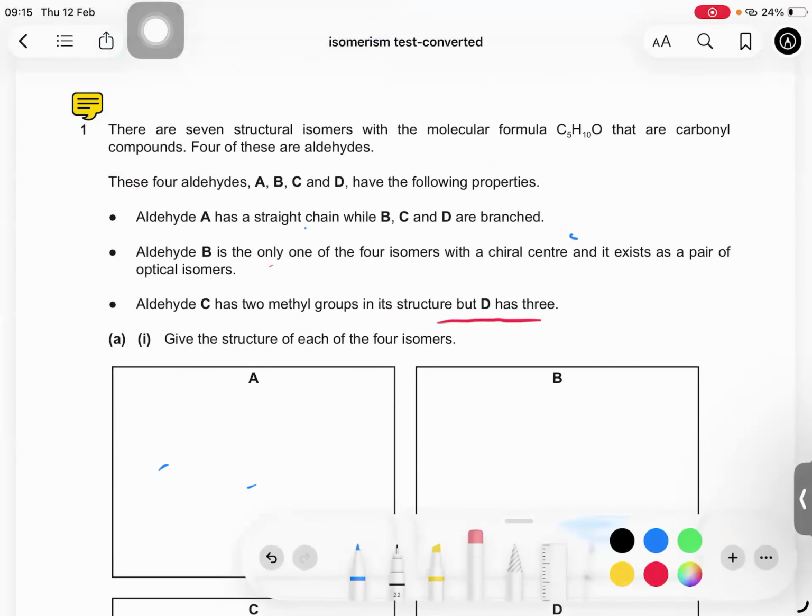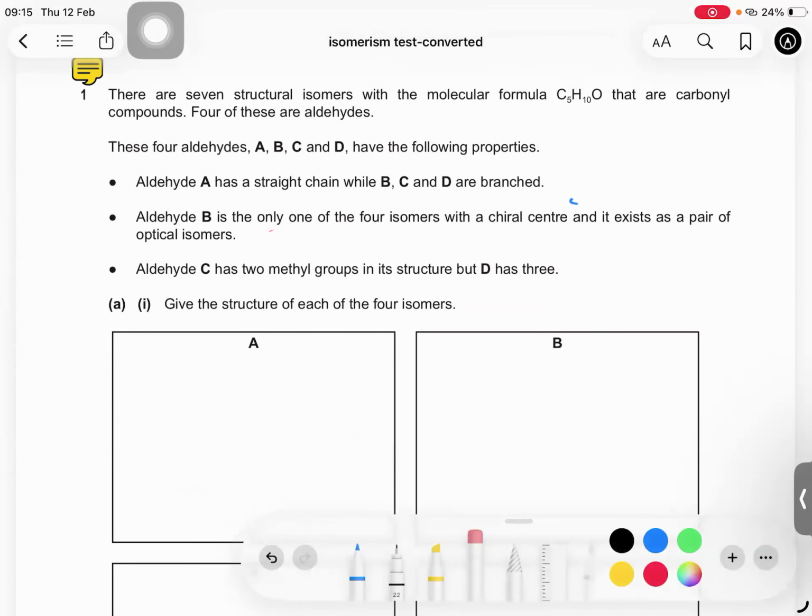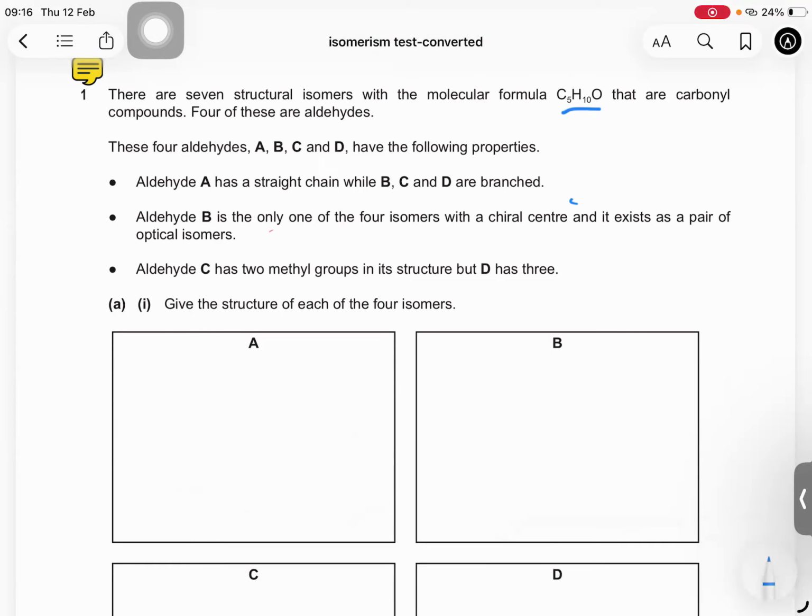Now they were saying that there are 7 structural isomers with a molecular formula C5H10O that are carbonyl compounds. 4 of these are aldehydes. The aldehydes A is straight chain, B and C, D are the branched. B is the only one with a chiral center and it exists as a pair of optical isomers. Aldehyde C has 2 methyl groups attached in the structure, but D has 3 methyl groups. Give the structure of each of the 4 isomers, right?